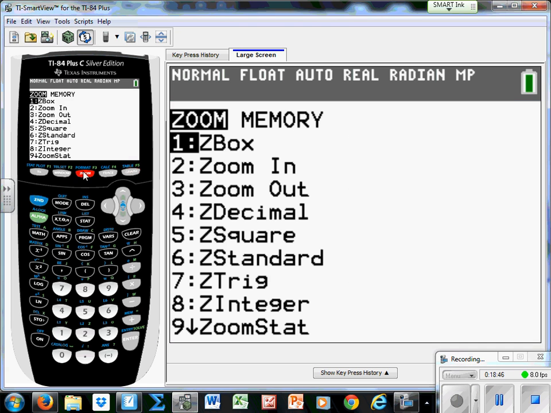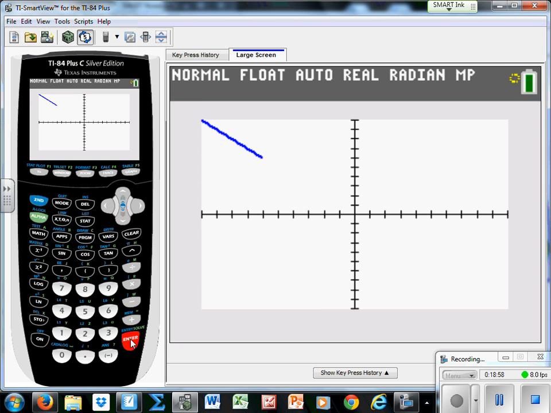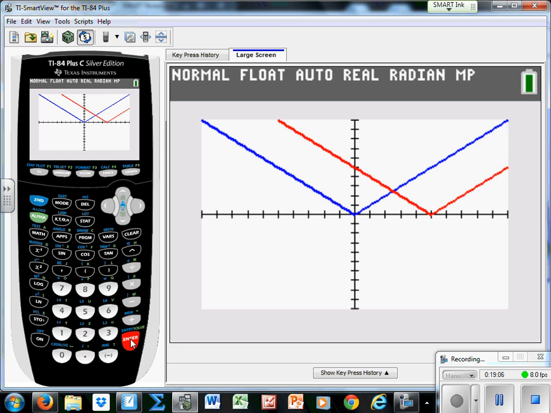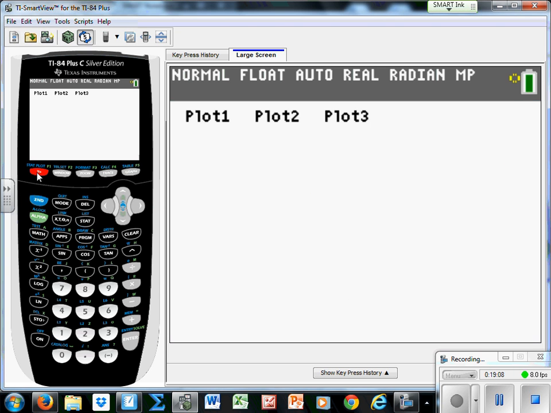I'm going to do zoom, and I'm going to do standard, which is 6. Come on, where are you going? There we go. 6, zoom standard. That makes the normal -10 to 10 screen that most people are used to seeing. Okay, and then I'm going to pop back, and we're going to do one more, and then we'll be done. Again, all we're trying to do right now is predict where things are going.